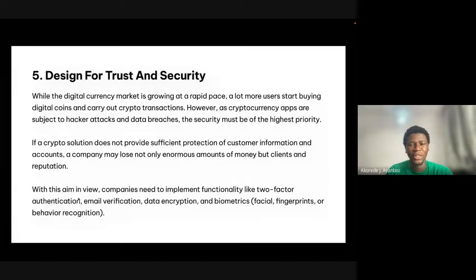You can see with this aim in view, that is, with trust and security in view, companies need to implement functionalities like two-factor authentication, email verification, data encryption, biometrics, and so on. So I'll use Binance again. If you notice on Binance, before you sign into your app, you verify either your email or your phone number, right? And this is actually for a centralized platform, right? That's where you can use email and data.